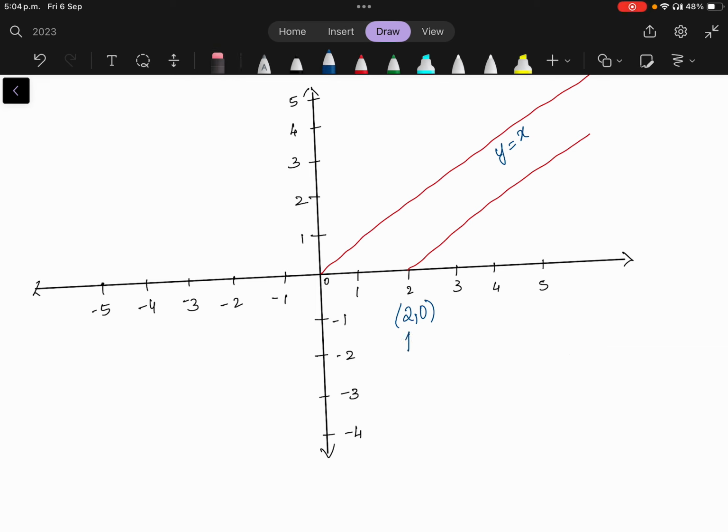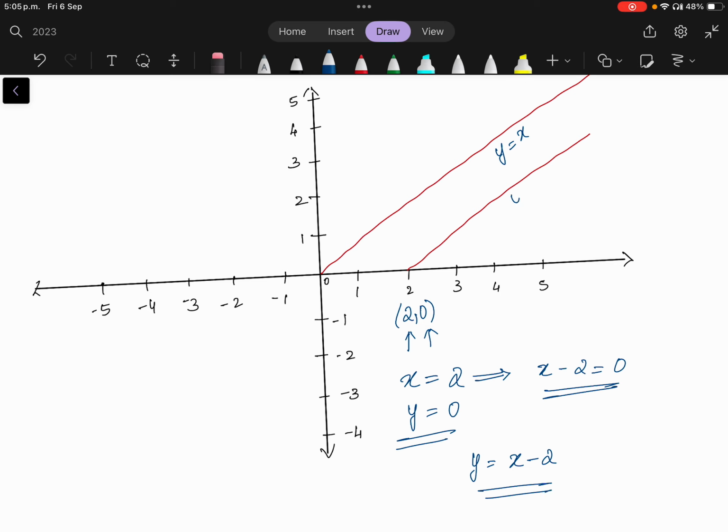But here I can say that the x coordinate is 2, y coordinate is 0. So I can write this as x is equal to 2. That's fine, right? x is equal to 2 and y is equal to 0. This x is equal to 2, I can interpret this as x minus 2 is equal to 0. And y is equal to 0, x minus 2 is equal to 0. I can combine these two and write it as y is equal to x minus 2. Which means that this line will be y is equal to x minus 2.